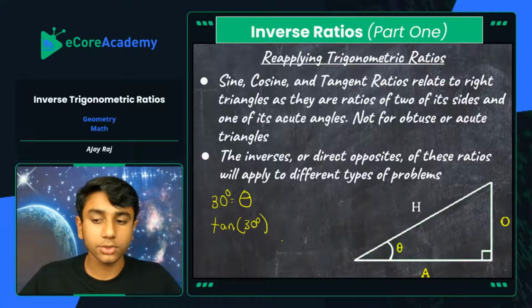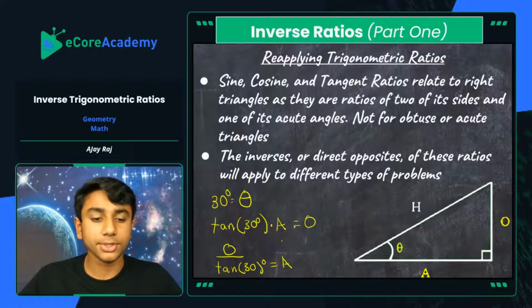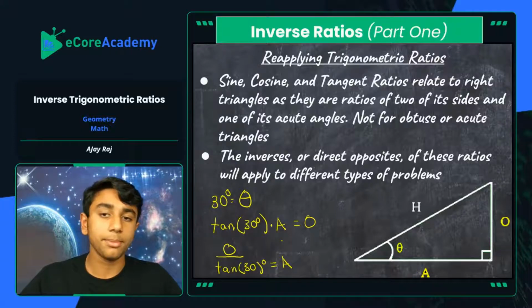And then, if you're only given one value of A or O, say, for example, you're given tangent of 30 degrees and it's O over A, you would want to multiply this by A in order to get O. Vice versa, you would want to divide O by tangent of 30 in order to get A. But now we're going to look at the opposite way. We're going to repurpose this in an opposite manner.